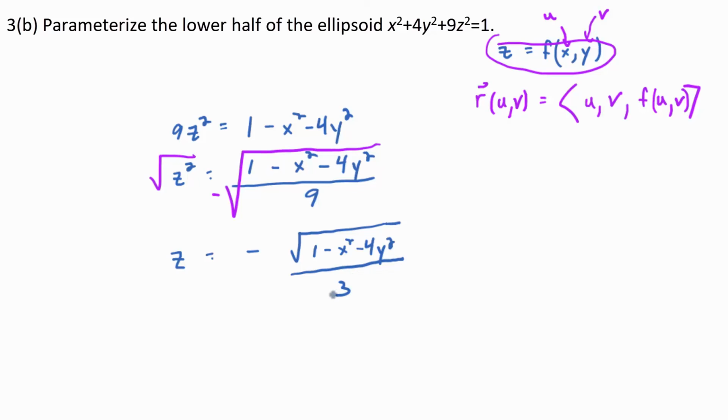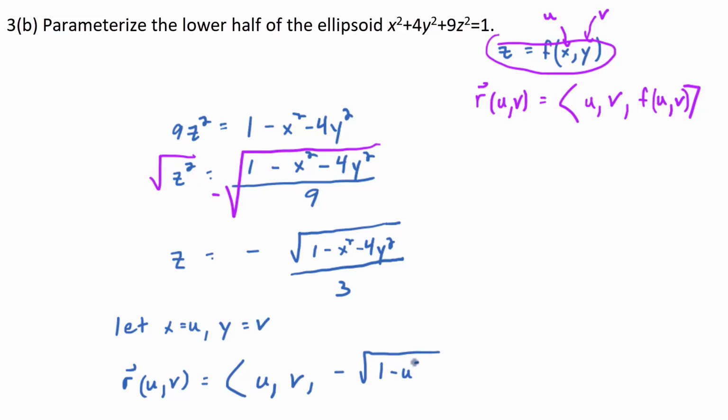Okay, so what's your vector valued function if you let x equal u and y equal v? So r of u, v. Yeah, negative in front, square root of 1 minus u squared minus 4v squared. And then all over 3.